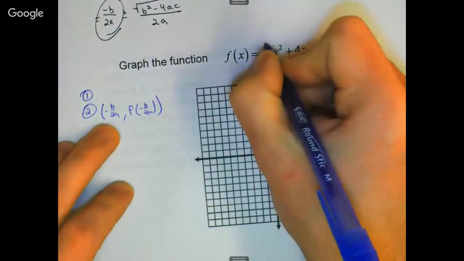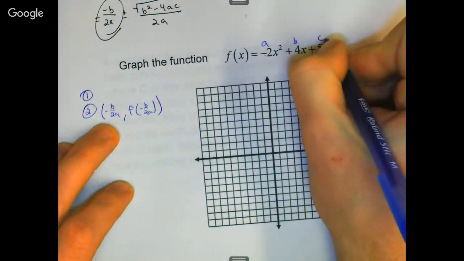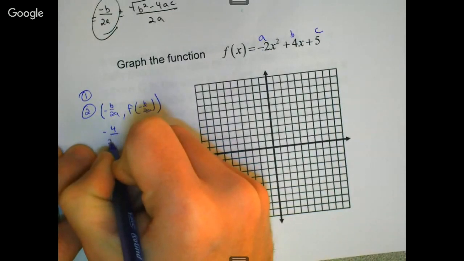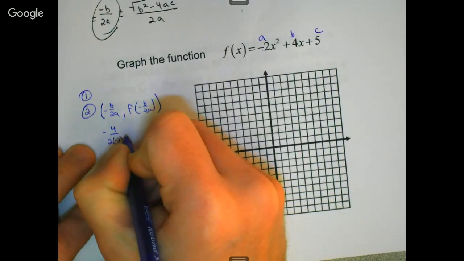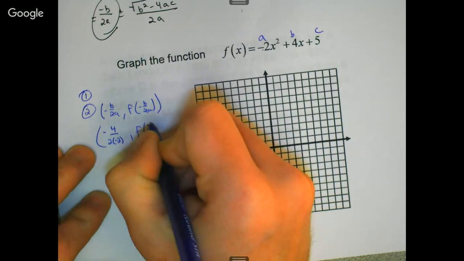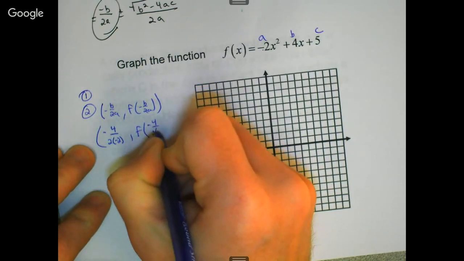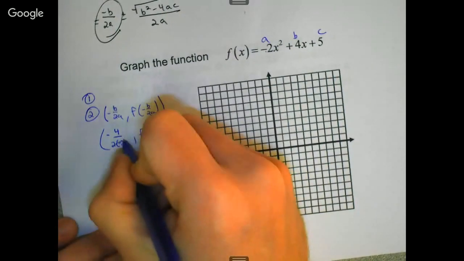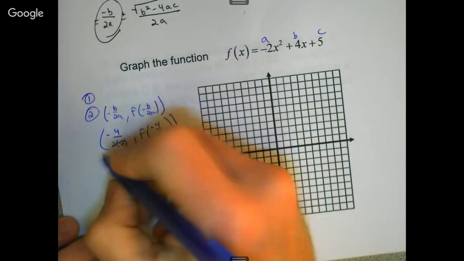So remember, this is a, b, c. So I have negative 4 over 2 times negative 2, and f of negative 4 over 2 times negative 2. So this is minus 4. Minus 4 over minus 4 is 1.